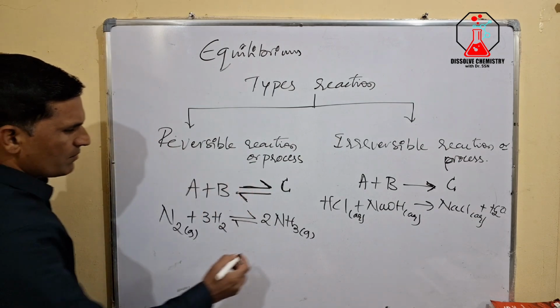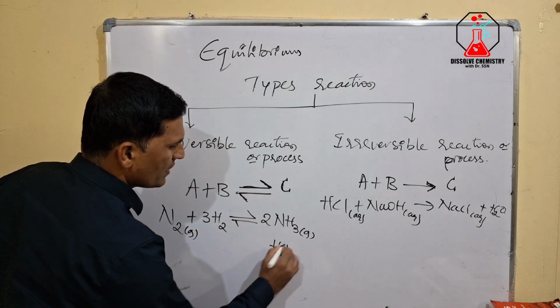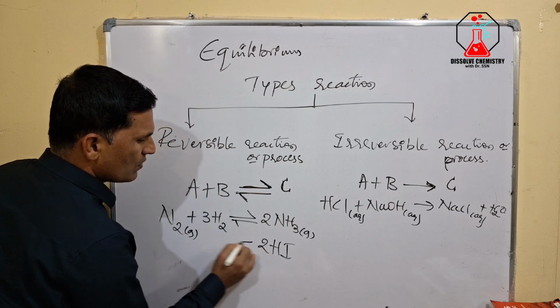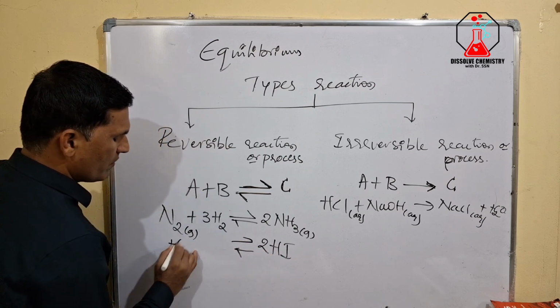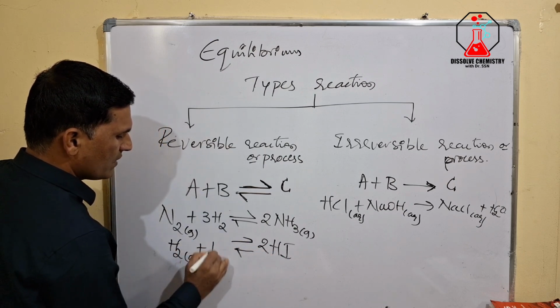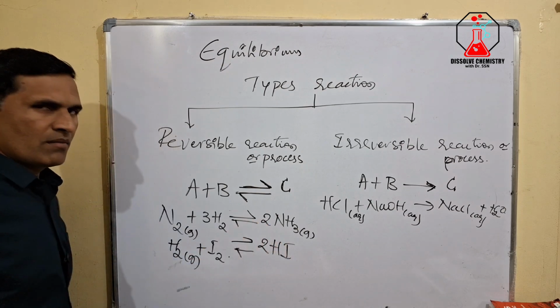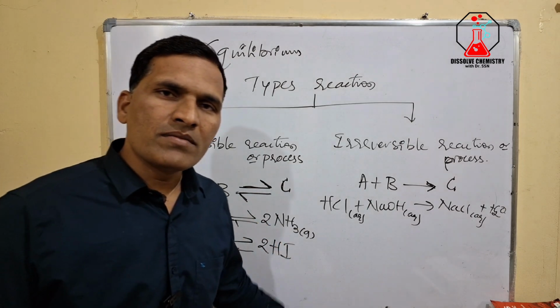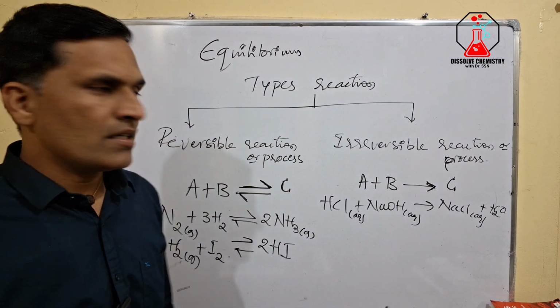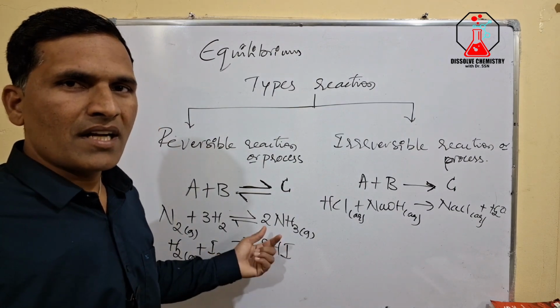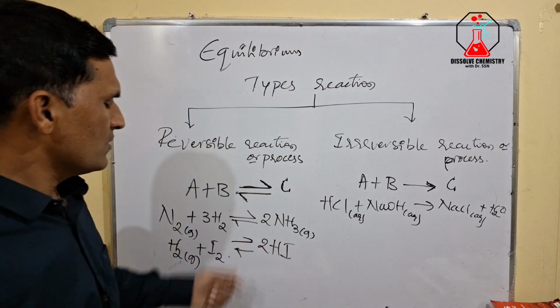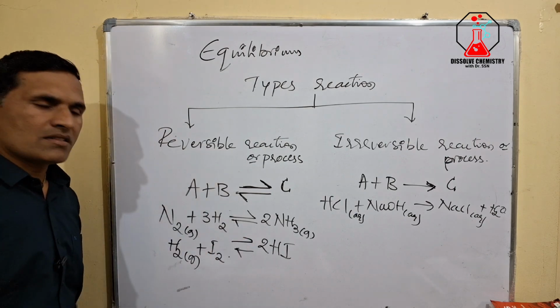Another important example is the formation of hydrogen iodide. 2 moles of hydrogen iodide are formed by the combination of H2 gas plus I2 gas. It also combines reversibly and establishes what we call an equilibrium. That equilibrium we are going to define very soon. So these are all called reversible reactions.